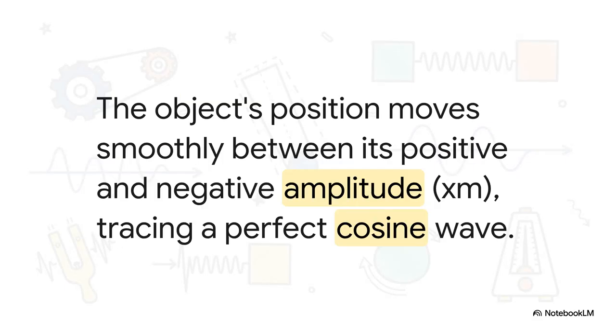So what does this motion actually look like when you plot it out? This graph shows us exactly that. This is the object's position, or displacement, over time. And you can see it move so smoothly back and forth between its maximum positive and negative amplitude, xm, tracing out this perfect, beautiful cosine wave.